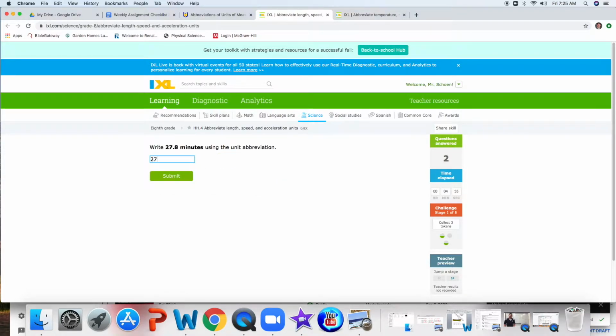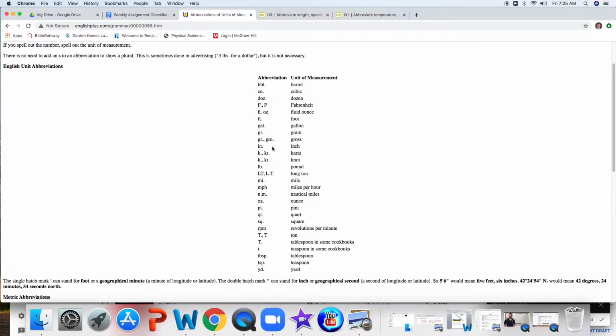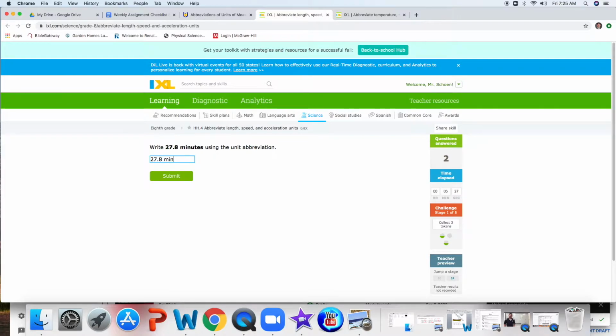Minutes, 27.8. Now it's not M. M would be our abbreviation for meters. You can't just use the first letter of the term. Minutes is actually going to be MIN. So revolutions per minute is just using one of those M's, or miles per hour. At the time it's using a different type of measurement, it might use that same little letter. But minutes is going to be really particular, MIN.